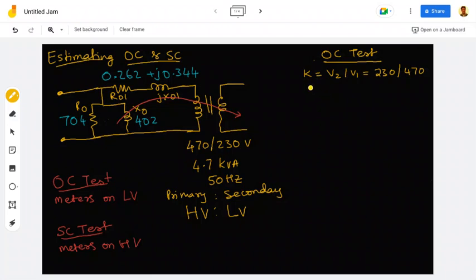Then this 704, so R naught on the secondary side. Let me call it ROS. So that is 704 multiplied by K square. Okay, so I'll get some value here. Similarly, X naught on the secondary side will be 402 multiplied by K square. Again, I will get some value here. So let's calculate these two values. First, let's calculate the K.